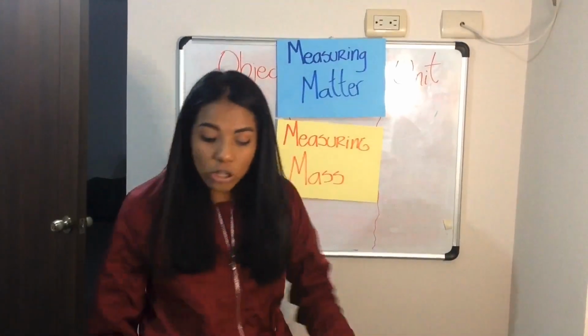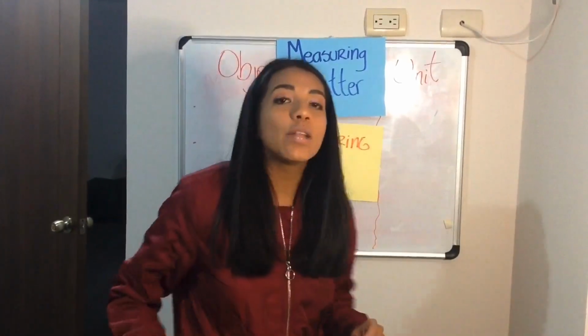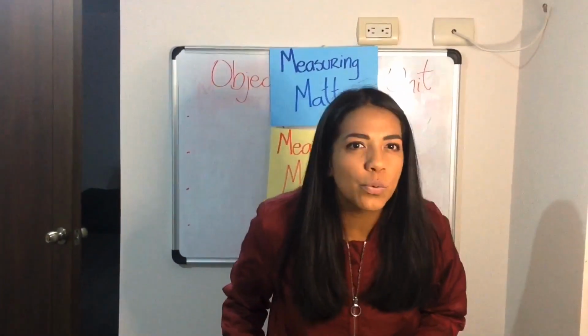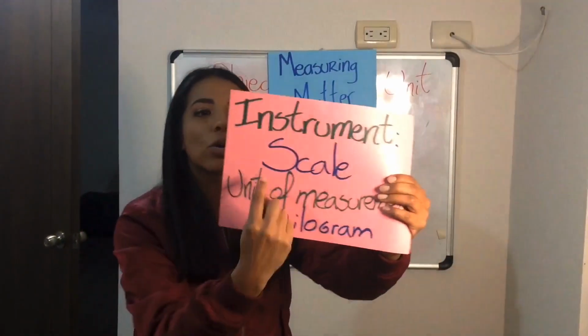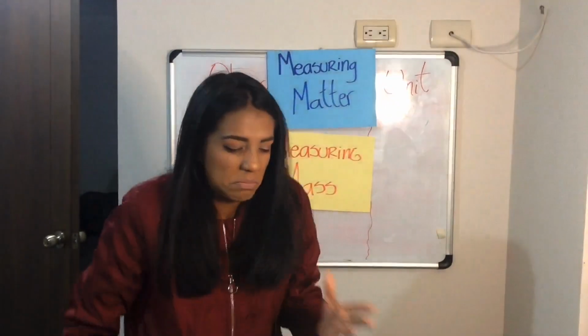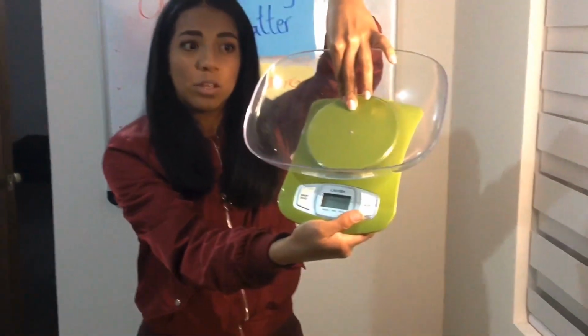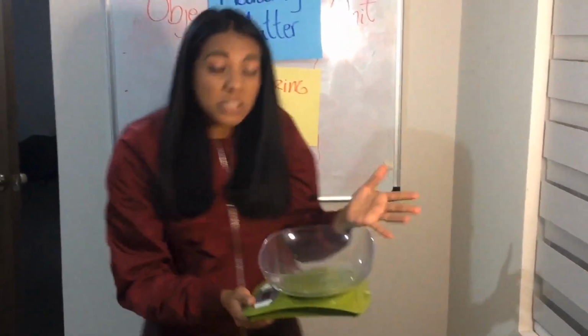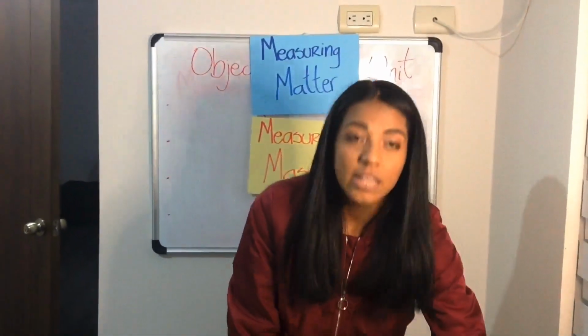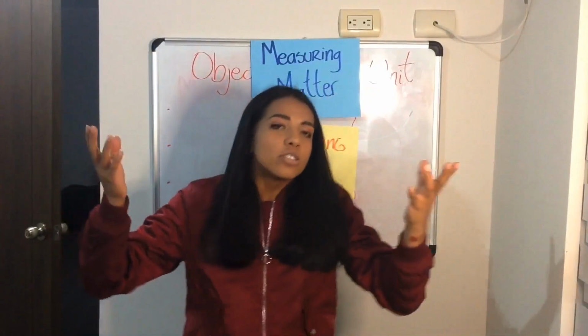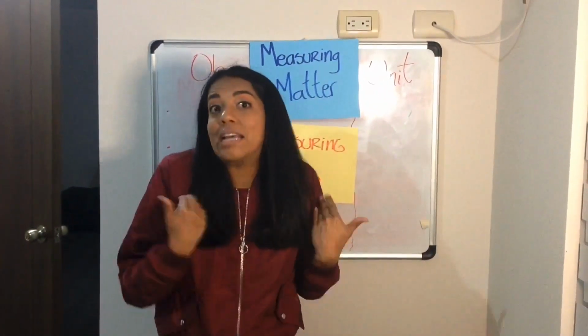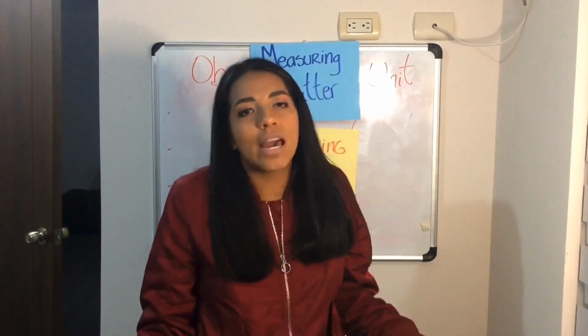Well, in order to do that, we need to know that we are going to use an instrument in order to know how much mass something has. The instrument is called the scale. What is a scale? It's something similar to this. Sometimes there are different kinds of scales. There are ones that are bigger, some others that have different shapes and colors. They are not always like my scale, but this is the one that I have in my house, so that's why I am using that.